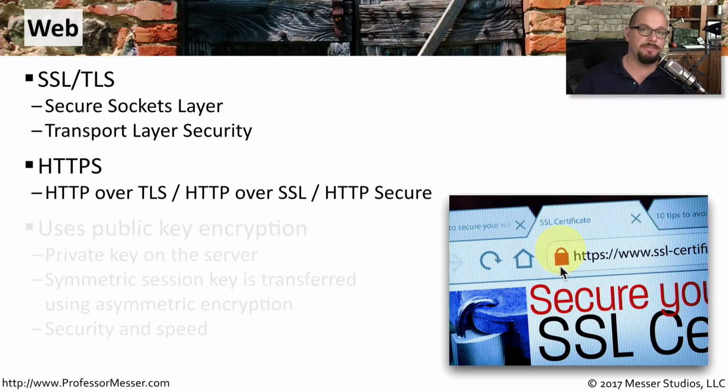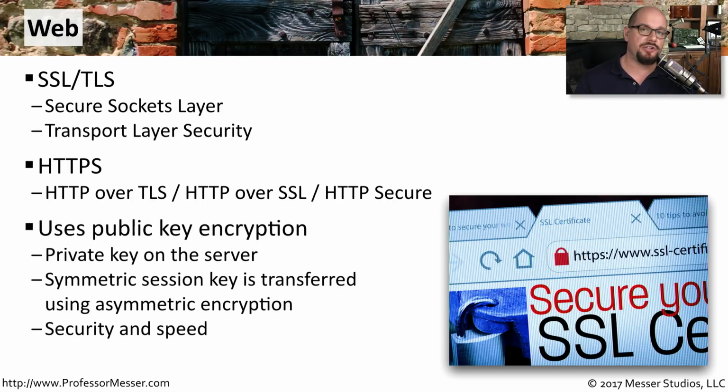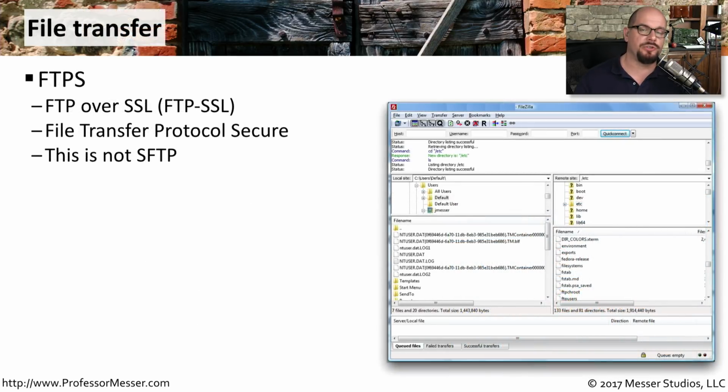SSL uses a combination of asymmetric encryption and symmetric encryption to be able to provide this level of confidentiality. It's able to transfer a symmetric key by using asymmetric encryption. And by using the symmetric key, we can have a very fast and very secure communication between your browser and the web server.